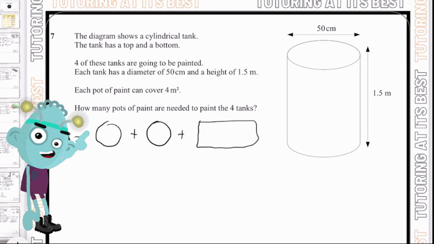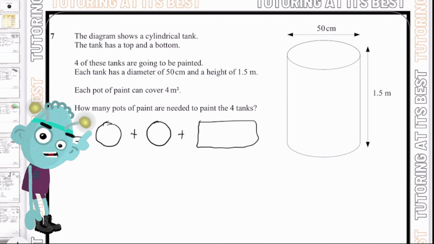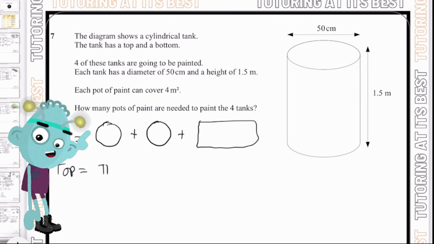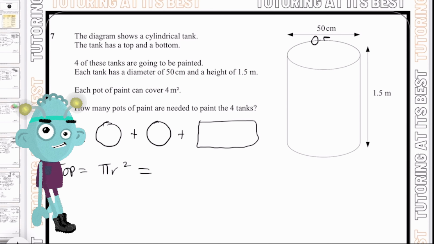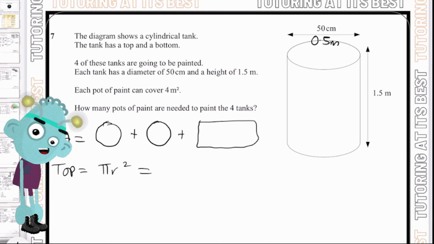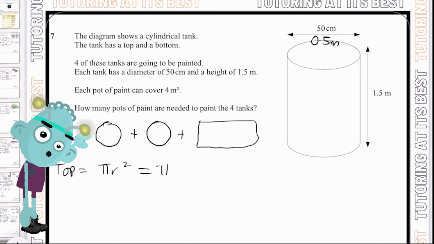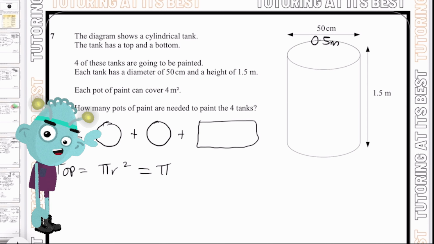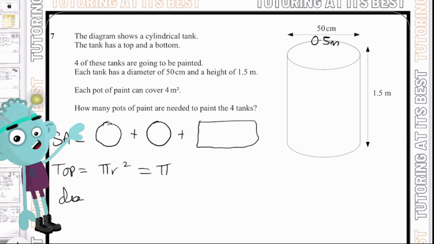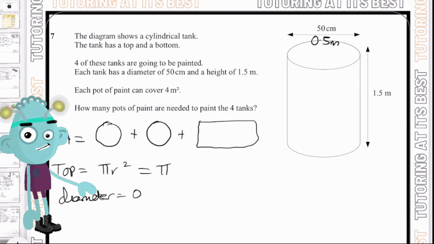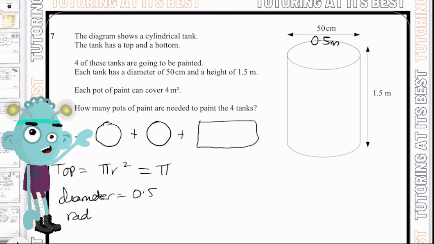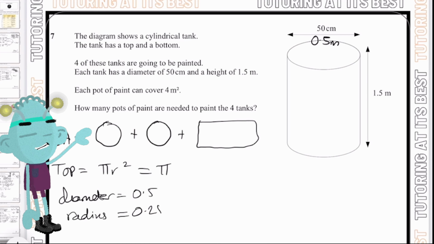And we know it's a circle. So in order to get the area of a circle, our top would be pi r squared. So we now know that our diameter is 0.5 meters. So what are we going to do? We're going to have our pi. We're going to divide 0.5 by 2, because if the diameter is 0.5, then the radius is 0.25.